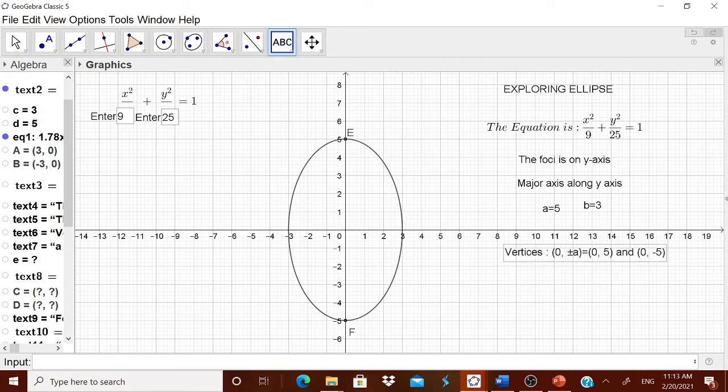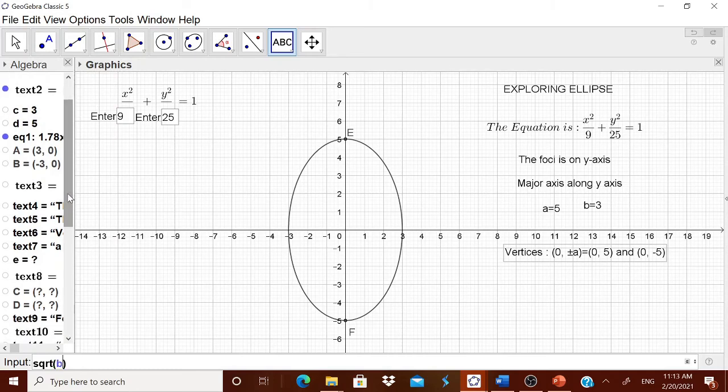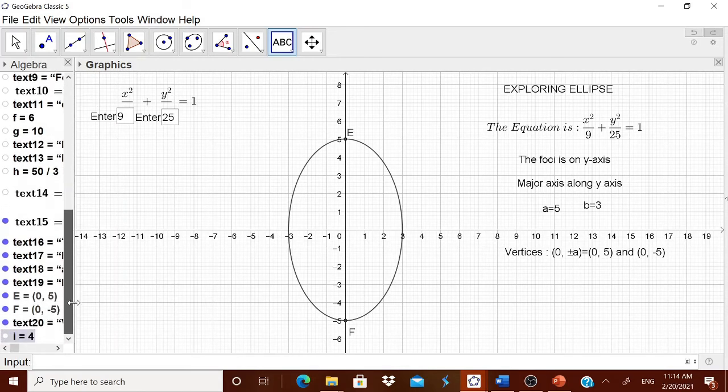Now you want the value of c, but remember here the c previously was square root of a square minus b square. Now it is totally changed. Therefore you have to take this square root of b minus a. It should be b minus a. Here you will get a new variable now. What is the variable? I think it is I. You have to remember it is I.